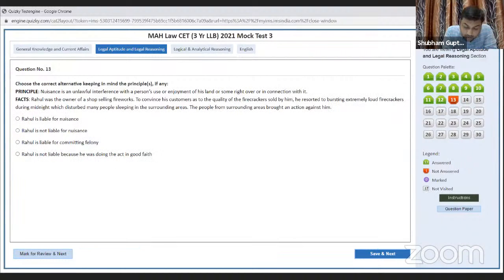Now let's move forward. Nuisance is an unlawful interference with a person's use or enjoyment of his land or some right over or in connection with it. So Rahul was the owner of a shop selling fireworks. To convince his customers of the quality of the fireworks sold by him, he resorted to bursting extremely loud firecrackers during the midnight, which disturbed many people sleeping in the surrounding areas. The people from the surrounding areas brought an action against him, right? So if you read it, he created nuisance because he resorted to bursting loud crackers in the midnight just for his business. So again, he is liable for the nuisance.